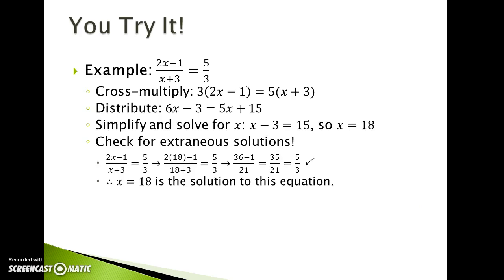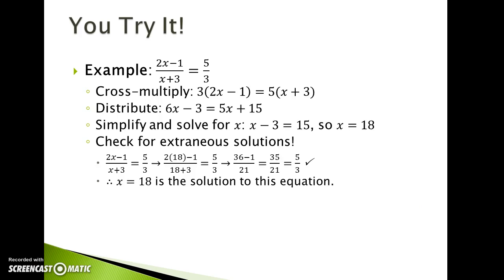Here's one for you to try. What's going to happen if you have 2x minus 1 over x plus 3 equals 5/3? Go ahead, hit pause, try it on your own, and then come back and see if you were right. Hopefully this is what you got, and you actually did find a solution.